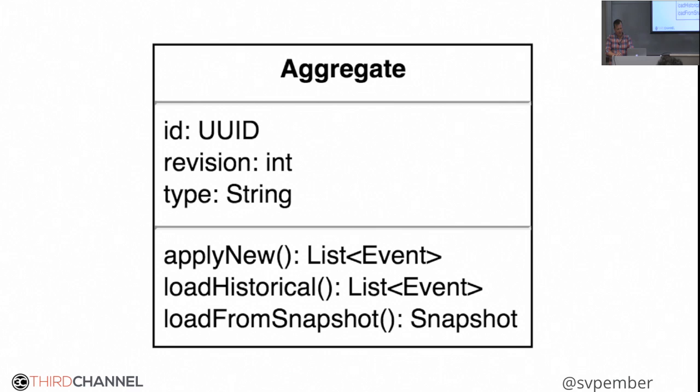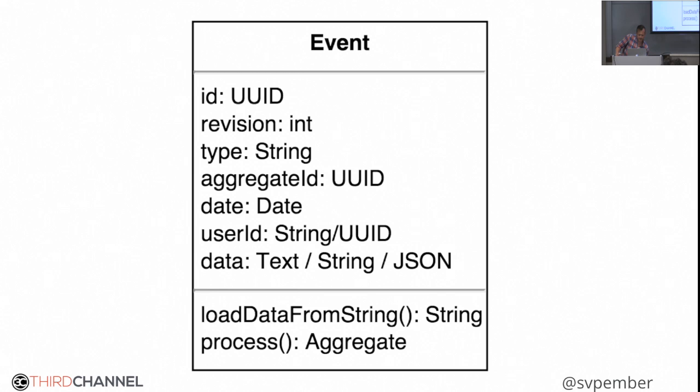The event object or the event table: ID, revision, type, the aggregate it links to, date, the user who made the change, and then some sort of storage or serialized variant of all the data that is attached to the event. The slide's kind of old, so I'm stumbling a little bit, because there's a few other properties that I would add that have come out of having worked with this for a while.